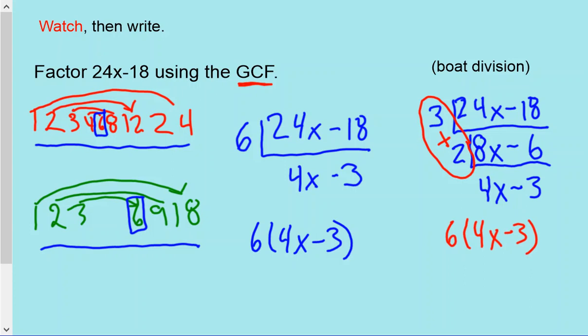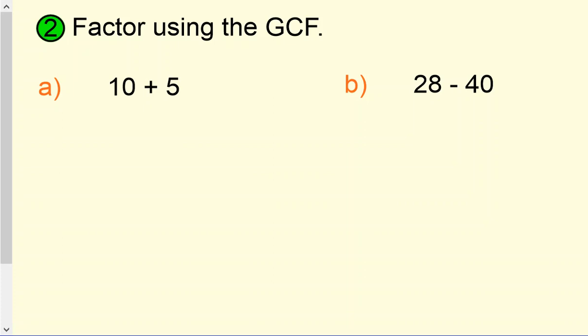Alright, so now that you have this example down in your notes, I would like you to try a couple on your own. So for both of these, we're trying to factor out the greatest common factor, the biggest number that goes into both of them. So go ahead and pause here, try A and B, and then push play and see how you did.